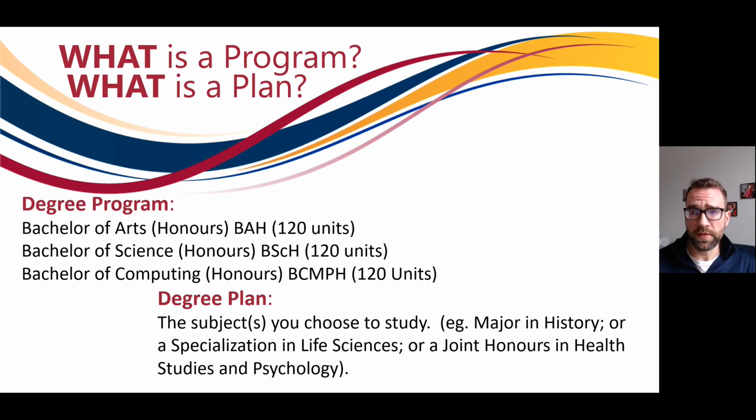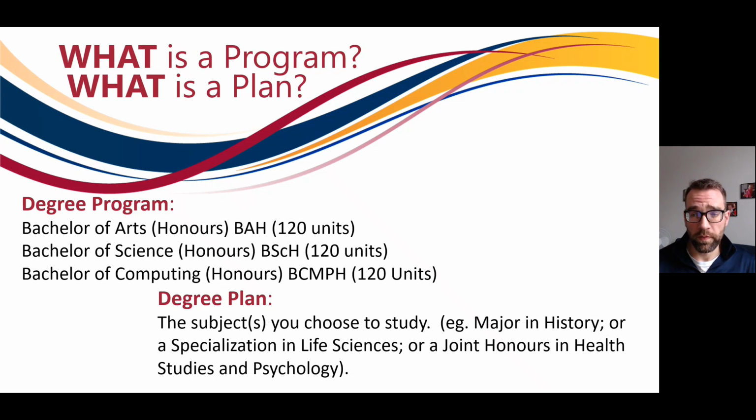So first thing, it's important to understand the terminology. You'll see the words program and plan a lot, and it's not exactly intuitive what they mean, so let's go over them. The word program really means your degree. The majority of students either pursue a Bachelor of Arts honors program, a Bachelor of Science honors program, or a Bachelor of Computing honors program. We do have some other direct entry programs, but most students begin in one of these three programs.